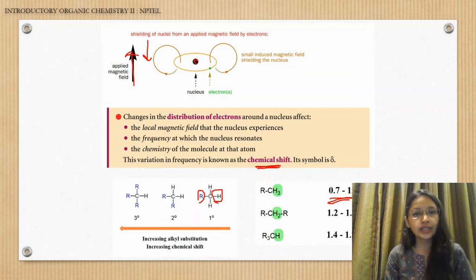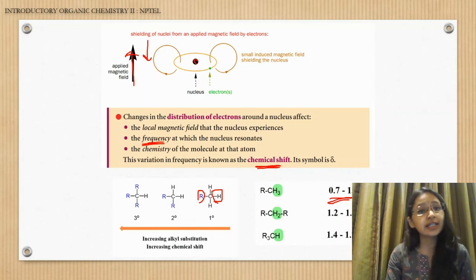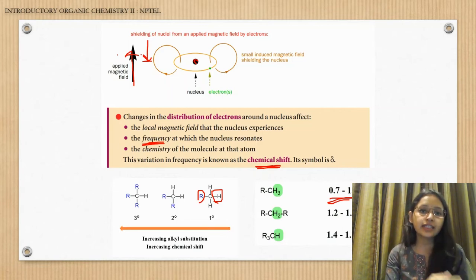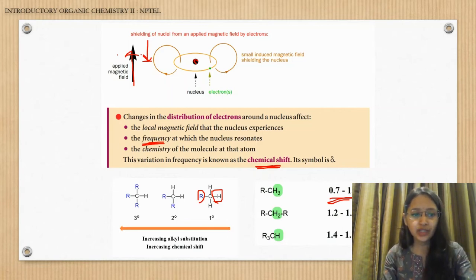So now it will resonate at a lower frequency. Basically, the shielding will change the frequency at which the nucleus is resonating in the 1H NMR. If the shielding is high for a particular nucleus, then the frequency at which it will resonate will be lower. And if the shielding is very low compared to the applied magnetic field, then the nucleus will be facing a downfield shift. That is the de-shielded shift. Okay, so I hope it is clear.